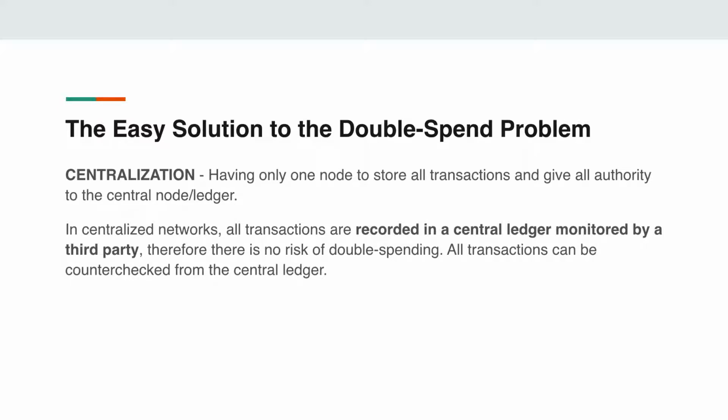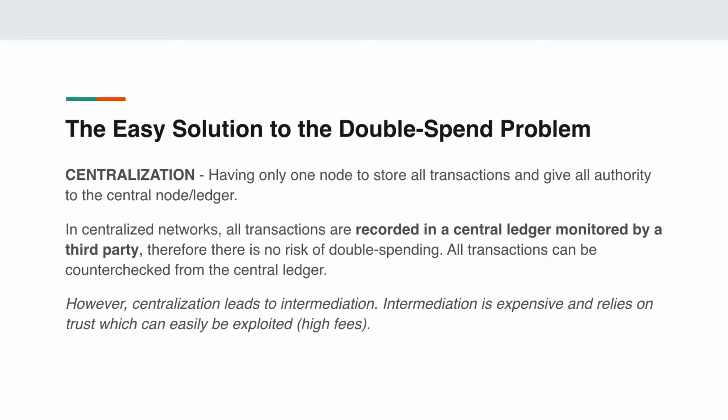And 3, all transactions can always be counter-checked from the central ledger, and the central authority has the power to reverse illegal transactions. Now, this is not the case in immutable blockchains, as validations require broadcasting to the entire network, and once a transaction is recorded to the blockchain, it cannot be altered or deleted and is therefore irreversible. So, it means whatever centralization helps with in trying to reverse transactions whenever there's a double spend is not really applicable in blockchains. So the big question is, why shouldn't we just stick to centralization?